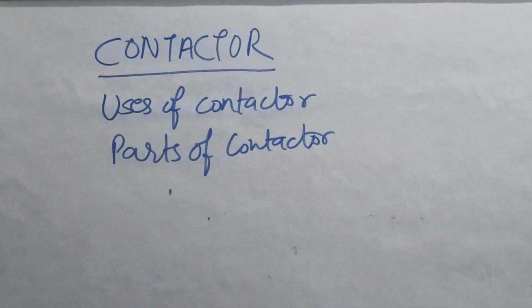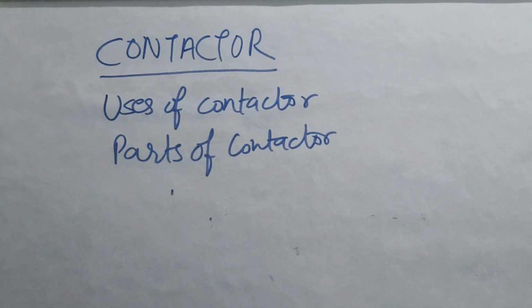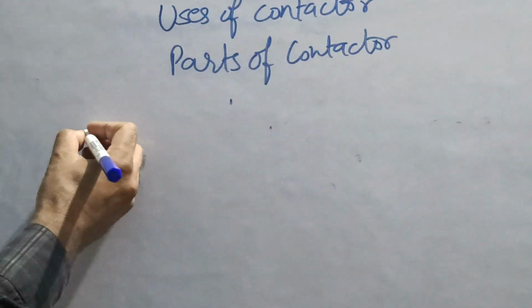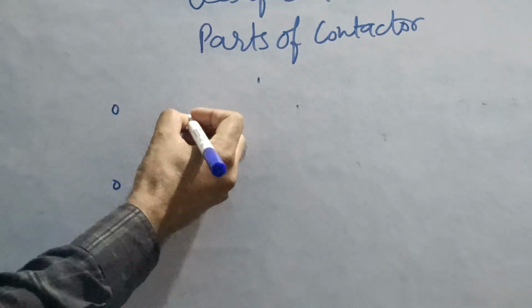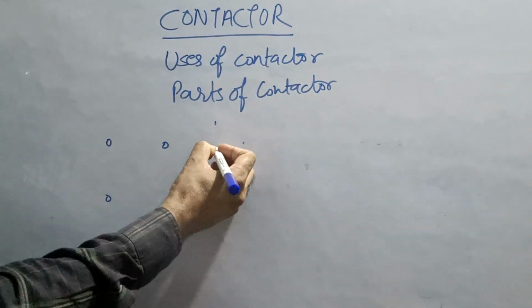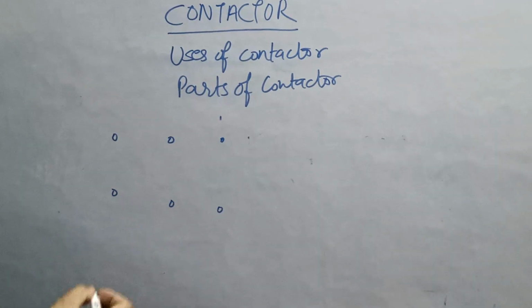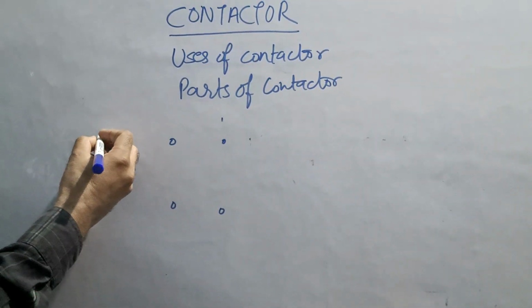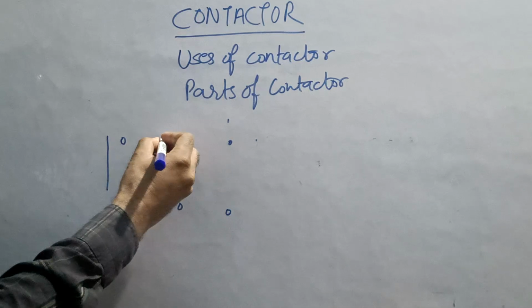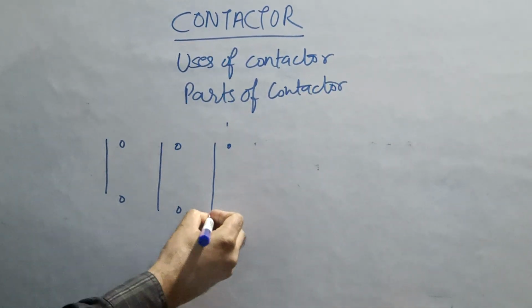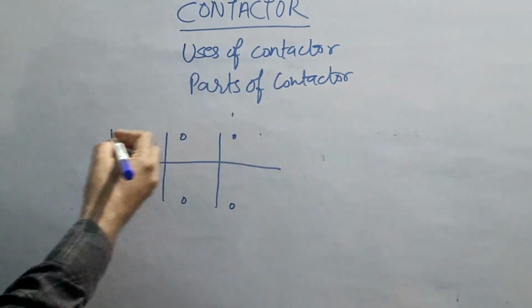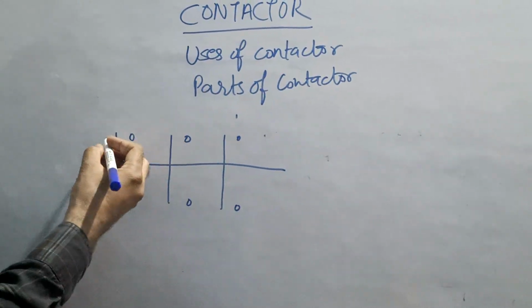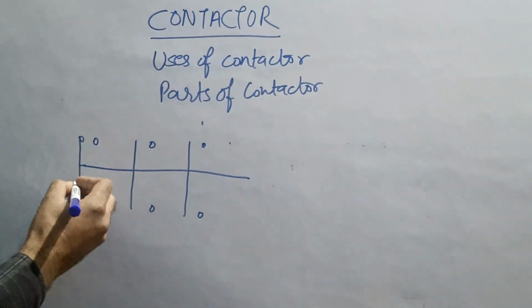So now we will discuss about the parts of contactor. There are fixed contact, moving contact, auxiliary contact, and the coil. These are the fixed contact. These are armature or plunger. These are moving contact.